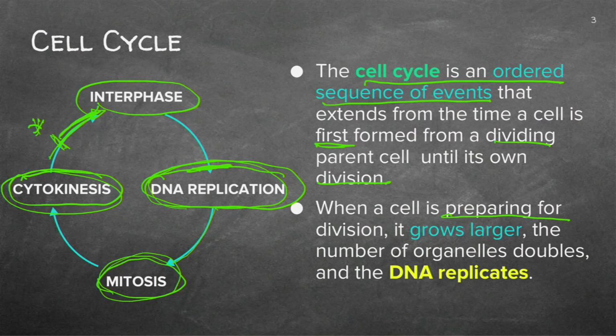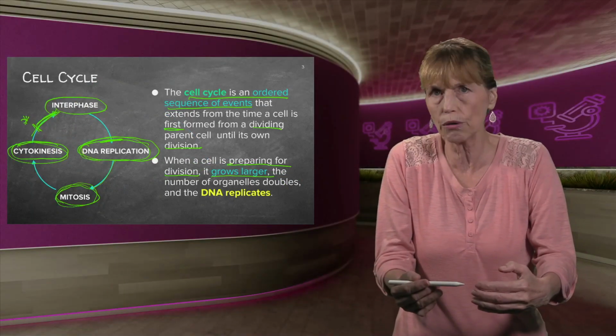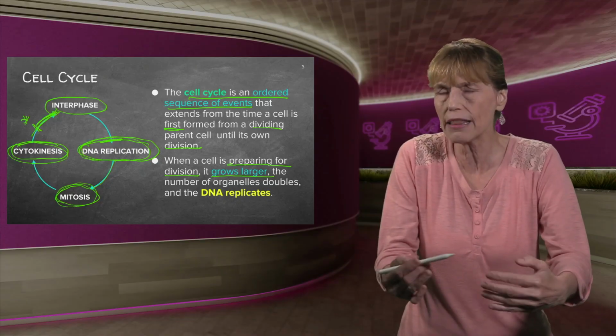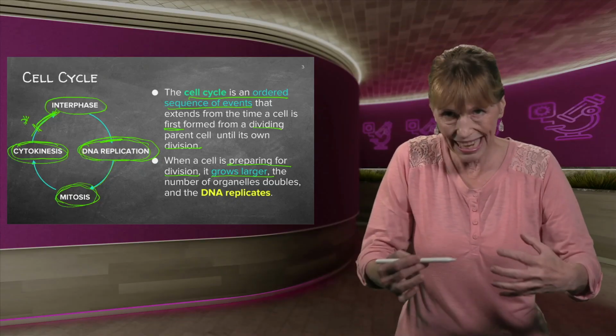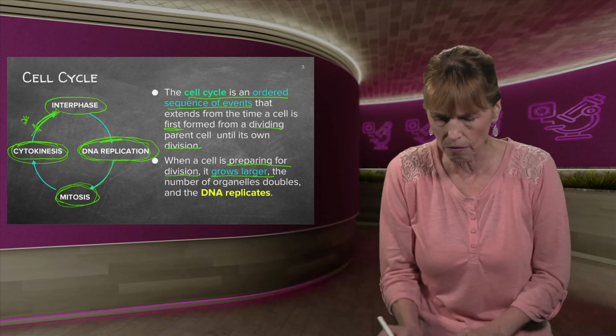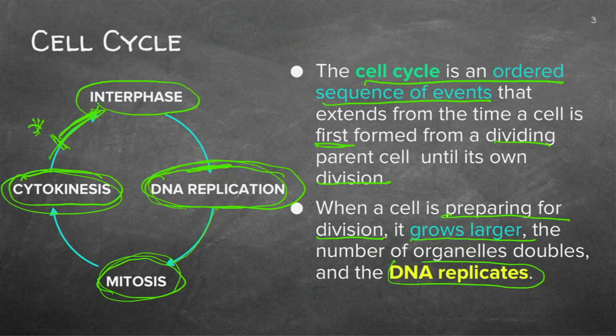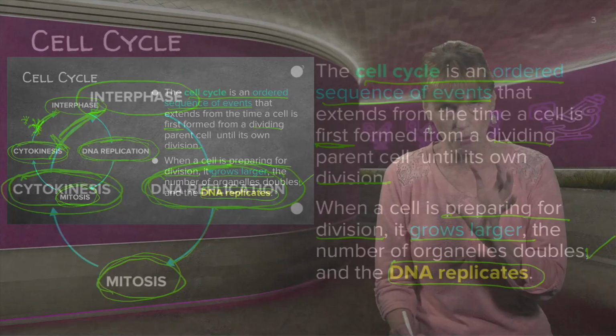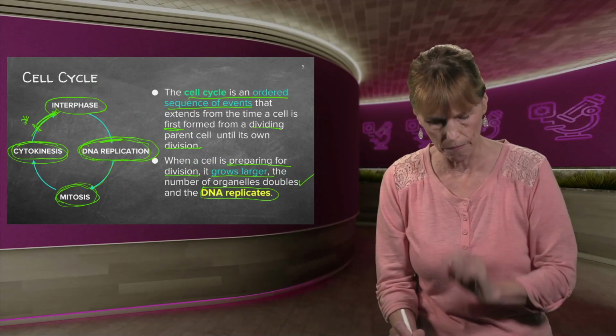When the cell is preparing for this division, it grows larger. Why? Because it's now making all the extra bits. It's getting all the people together. Think again of your restaurant. You get all your new recruits in that are going to be working, and you train them before you let them loose. So it gets larger by getting all the equipment necessary for the second cell, and the DNA replicates. The organelles double, all your bits and pieces, your fridges and your stoves, and the DNA replicates. You are replicating the genetic book.